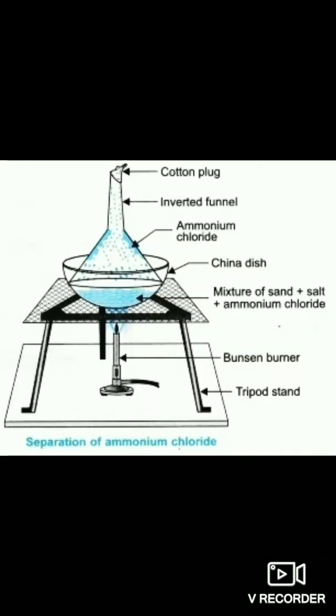Now what you can see is that on heating the mixture, white fumes are seen. These fumes then change back to solid ammonium chloride along the cooler upper part of the funnel, which is known as the sublimate. This can be removed and collected as pure ammonium chloride. As common salt does not sublime, it is left behind in the dish. So through this activity, we can say that we can separate ammonium chloride from a mixture of common salt and ammonium chloride by the process of sublimation.